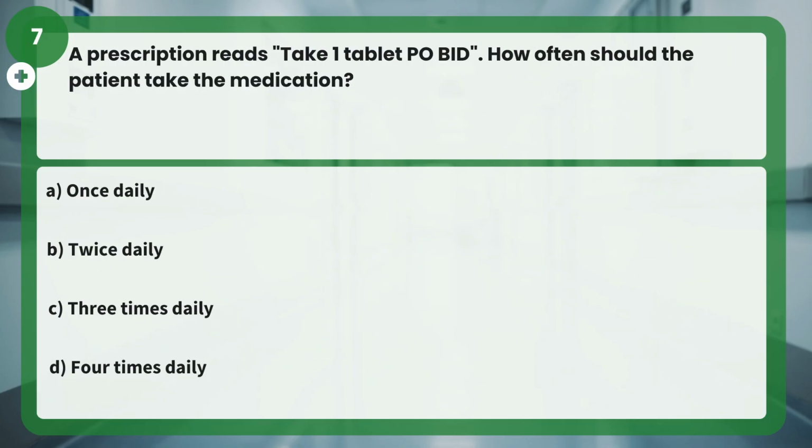Question 7. A prescription reads, take 1 tablet PO/BID. How often should the patient take the medication? A. Once daily. B. Twice daily. C. 3 times daily. D. 4 times daily.